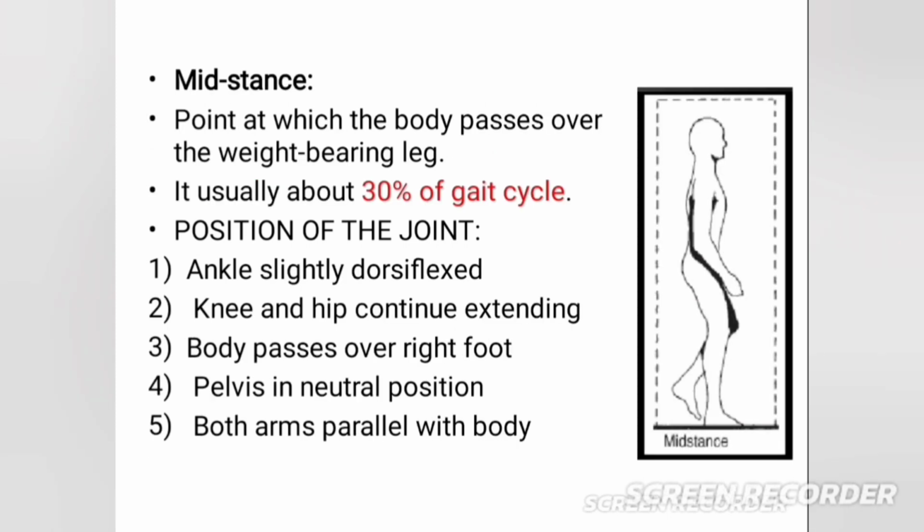Third phase, that is the mid stance. Mid stance means the point at which the body passes over the weight bearing leg. Okay, in this figure, you can see the right limb is taking all the weight of the body, and it is up to 30% of the gait cycle. In that, your ankle will remain in slight dorsiflexion, knees and hip continue the extending position, body passes over the right foot, pelvis in the neutral position, and both arms remain parallel with the body.